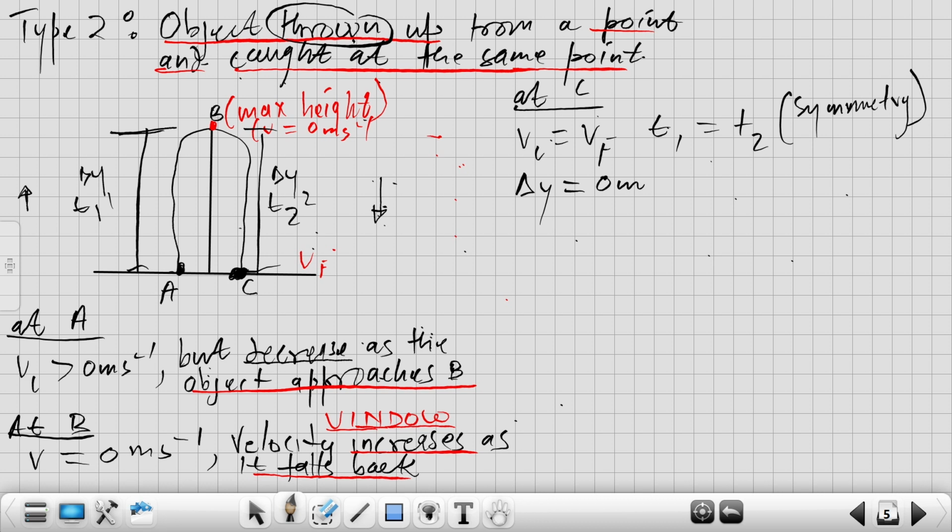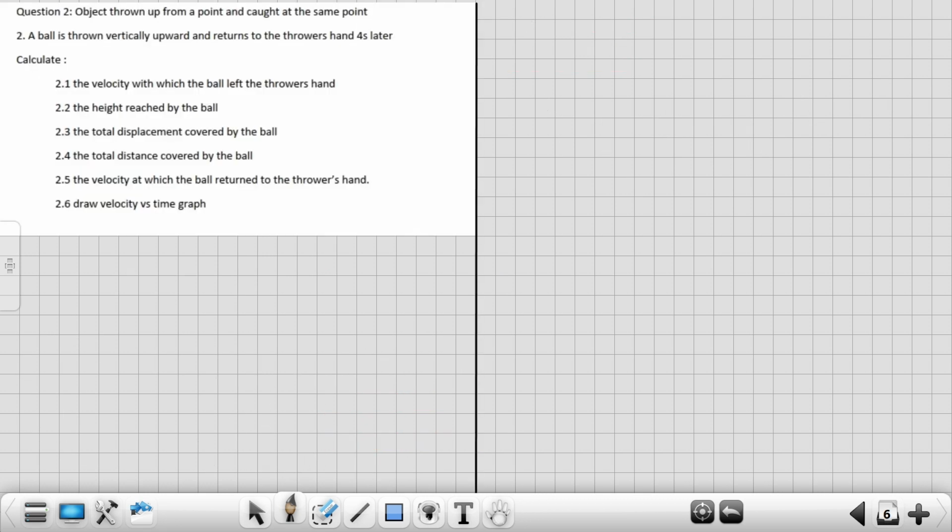So there's a question that I have here, and this question says, an object thrown up from a point and caught at the same point. So that is the type 2 that I spoke about. So this is now type 2. We are building towards more complex problems, but we need to start with the basics.